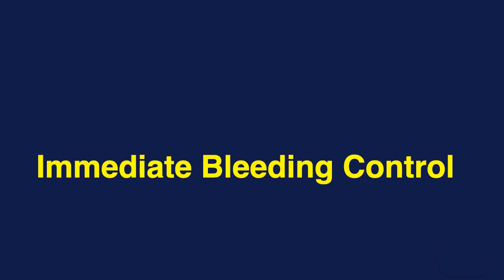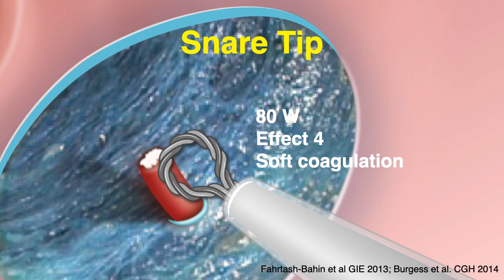So how about when the bleeding happens during the procedure? What could you do to control the bleeding? You could use the snare tip soft coagulation, effect 4, 80 watts. That will control most of the small bleeds.